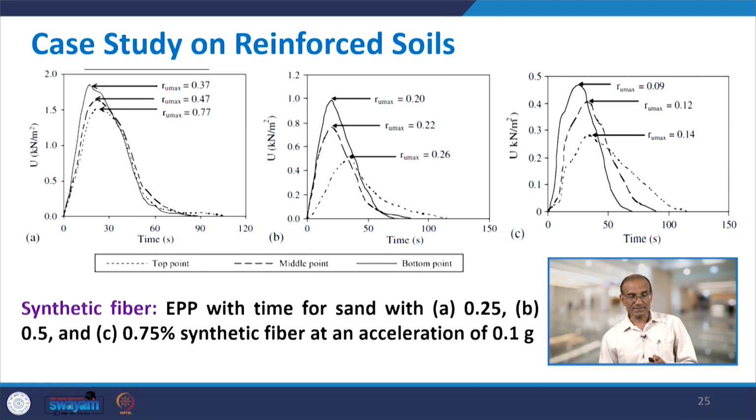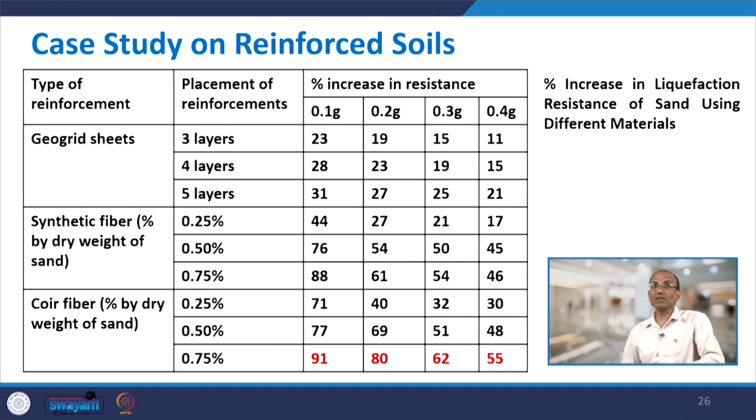Then the third case, when you use synthetic fibers instead of coir fibers, the results are shown here, that is, the value of RU max goes to 0.77, 0.26 and 0.14. Again in synthetic fibers, 3 cases, 0.25%, 0.5% and 0.75% are used. So, all these results are 4 cases: the first is pure sand and 3 cases with reinforcement. First is geogrid sheet, synthetic fibers and coir fibers.